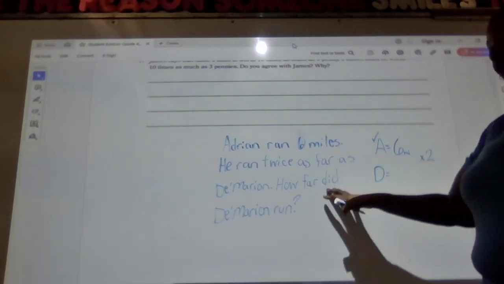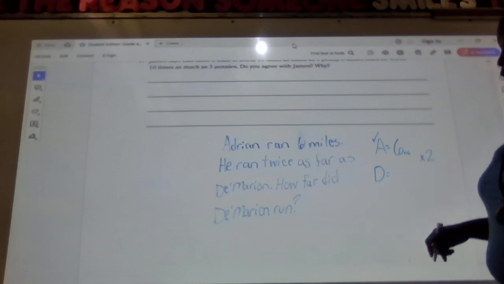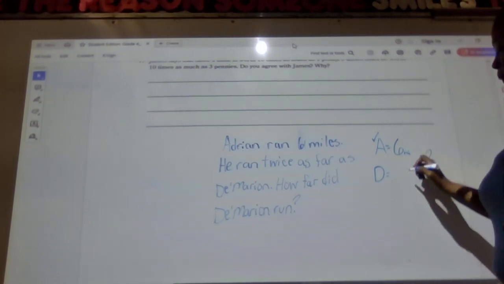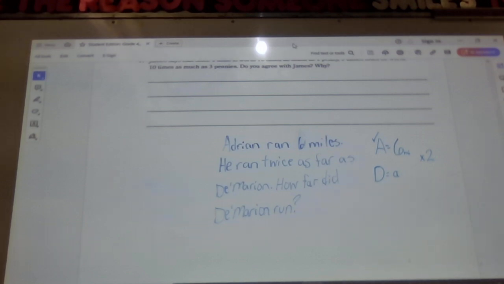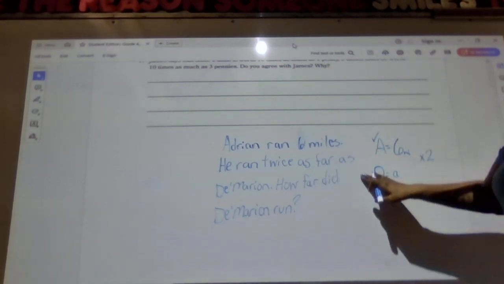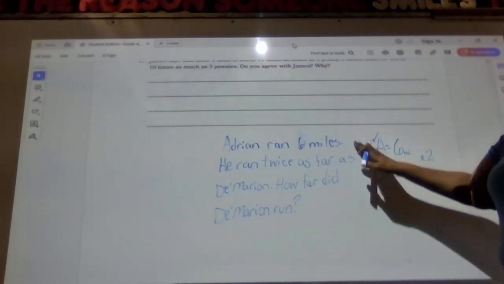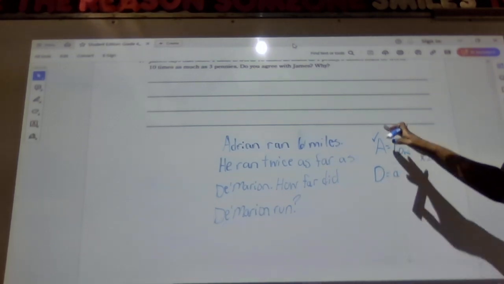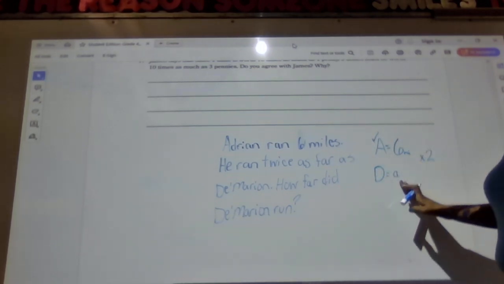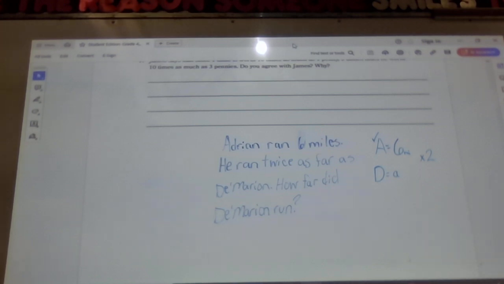Next sentence, how far did Demarion run? We don't know yet, so we're going to put a variable, which is a lowercase a. This is how they draw out what the information has given them. They're not just writing numbers and jumping and solving. We're actually writing it out and putting what's unknown. What are we trying to find?